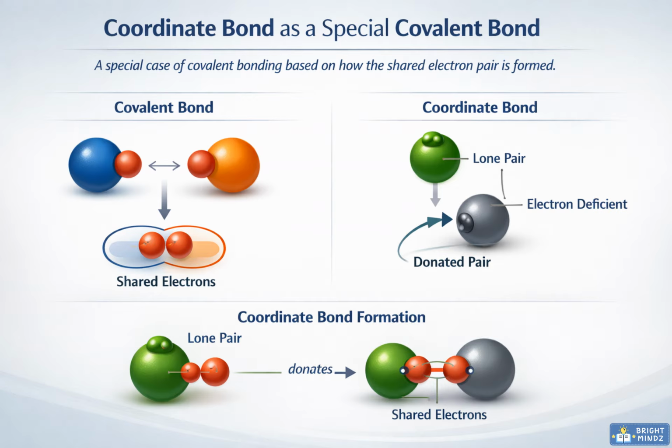Think of coordinate bonding as covalent bonding with a different starting point. The shared pair usually comes from a lone pair on one atom. The other species is often electron deficient, so it can accept that pair. After the bond forms, the electrons belong to the bond, not just to the donor atom.